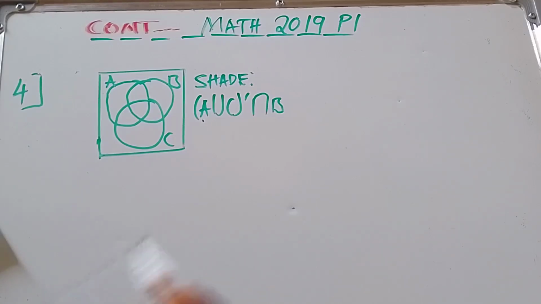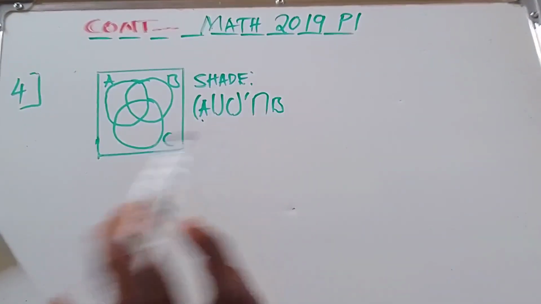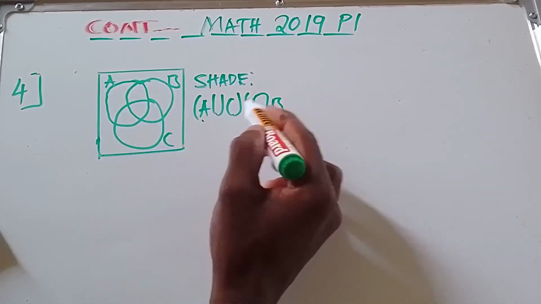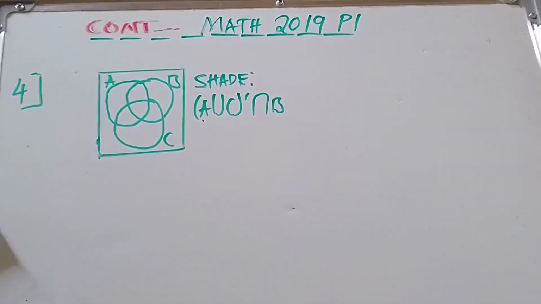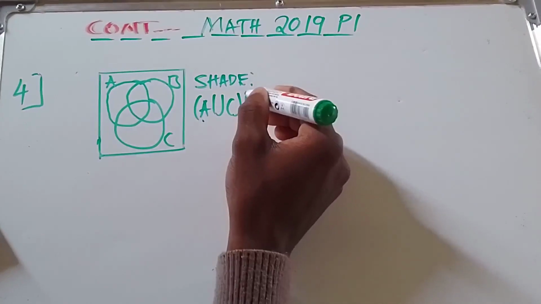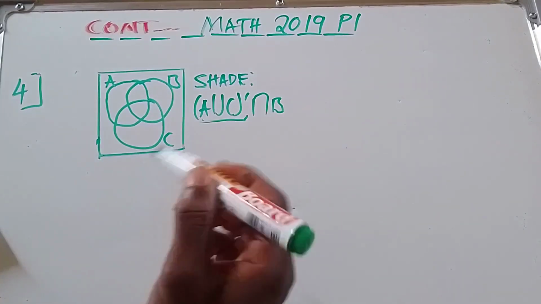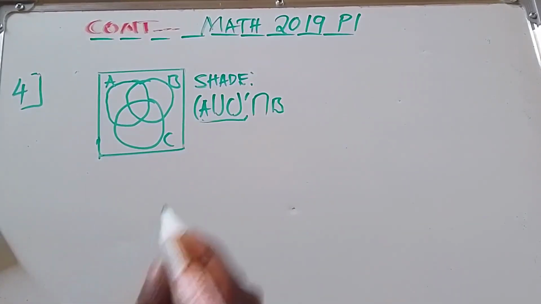So in this case, you have been taught to say A union C complement, and you have been taught to shade A union C complement intersection what? Intersection B. Okay, so in the first place, the first thing you need to know is that here we have been taught to exclude A union C. A union C is this one. Let me show you. A union C.